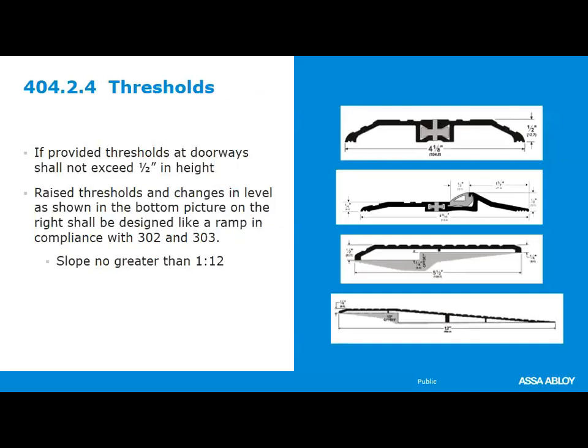If provided, a threshold shall be no higher than a ½ inch in height, and raised thresholds and changes in door levels shall comply with sections 302 and 303. If you have more than a change of height of a ½ inch, then your threshold needs to be designed like a ramp, like the picture in the lower bottom. And that is with a slope no greater than 1 in 12.